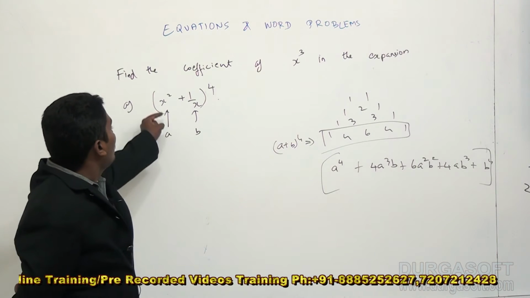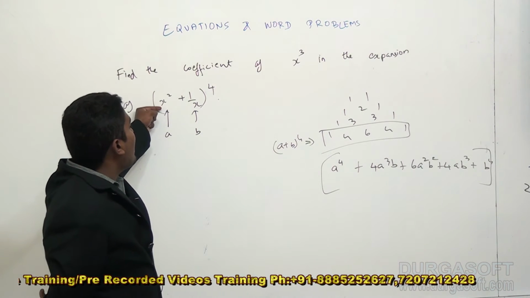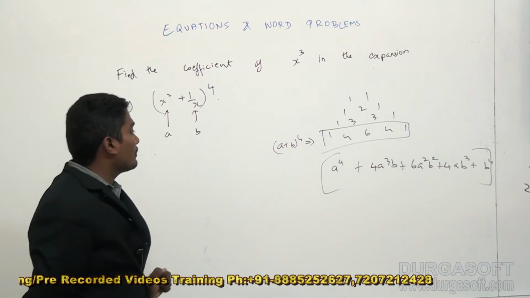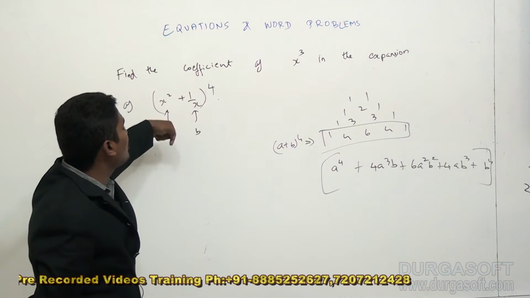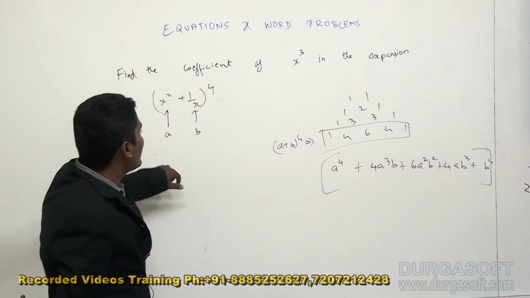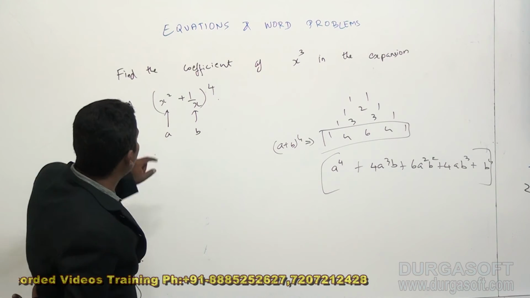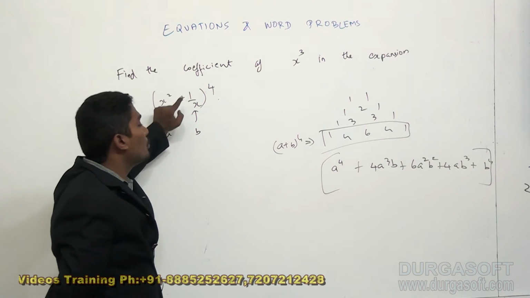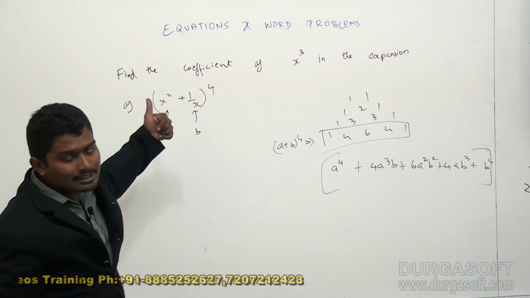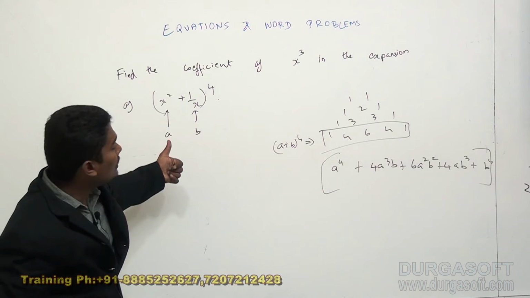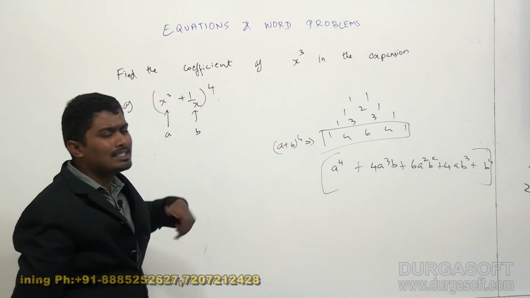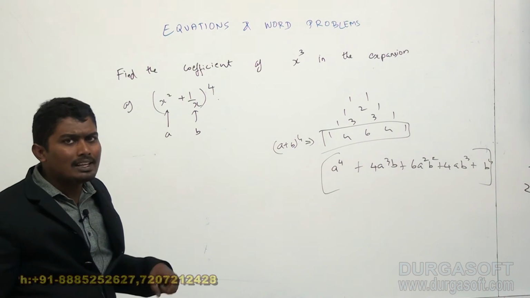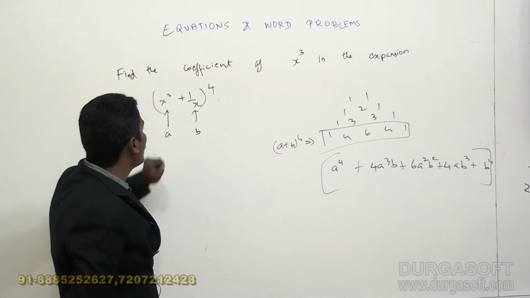Now instead of a I can write x square. So a power 4 will become x to the power 8. A cube b will become x square the whole cube, which is x power 6, into 1 by x, which is x power 5 I will get.